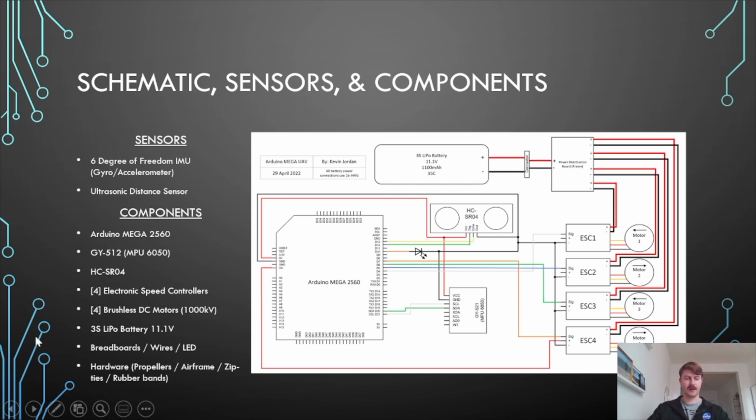And the last couple of things: we have breadboards that we used for the signal wires, of course, and then some hardware such as the propellers, the airframe, and some securing methods like zip ties and rubber bands.